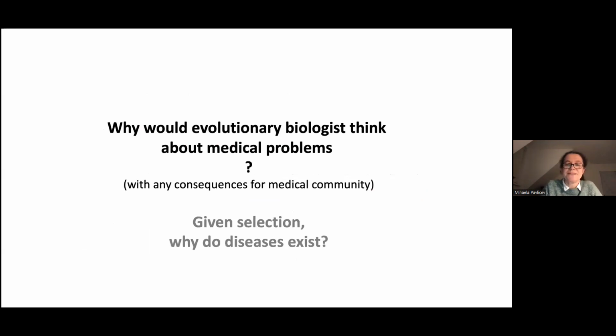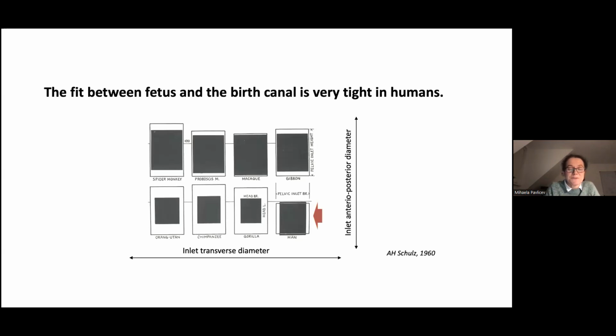Of course, one might start in a very fundamental way. Why would evolutionary biologists even think about medical problems? And the most fundamental view on that, of course, is that we just wonder, given that there is natural selection, why do diseases exist? So put this into now the obstetric problem of cephalopelvic disproportion. Why does it exist if selection acts? Just as a framing question.